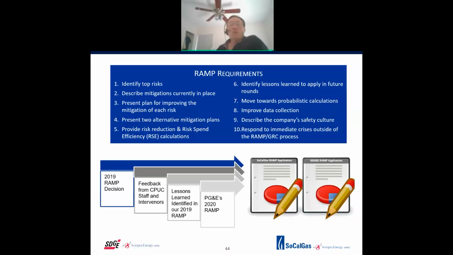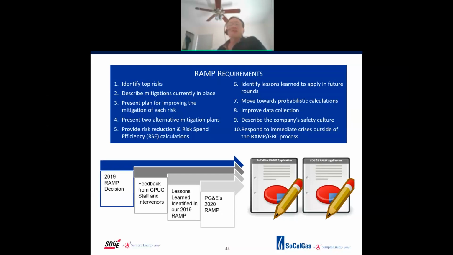We are moving towards probabilistic calculations, improving data collection, describing the company's safety culture, and responding to immediate crises outside of the RAMP and GRC process. And just FYI, these are 10 items that were in the one applicable decision regarding the SMAP. Down on the bottom is also a little type of summary.